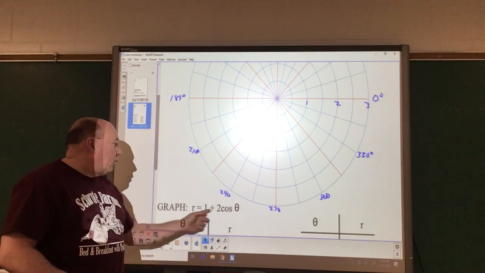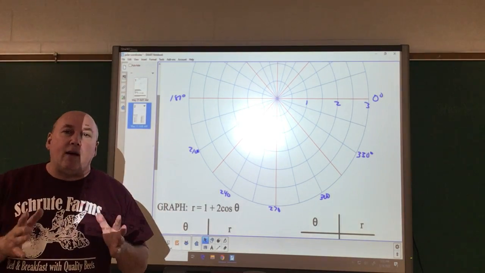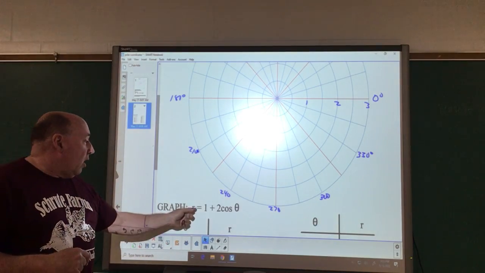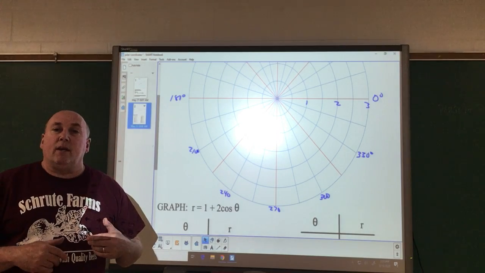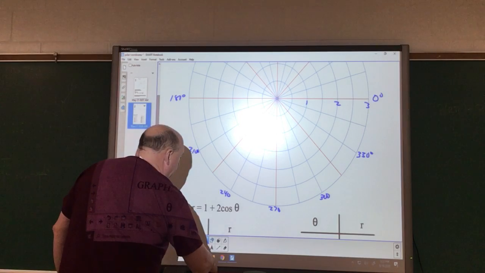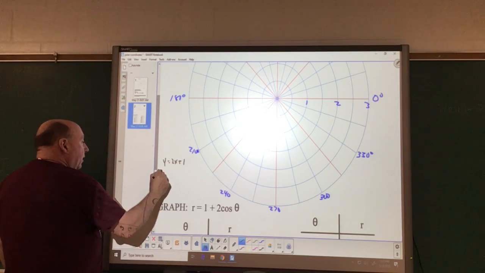What I want to do is graph this equation. Once again, sometimes it's easier to graph in polar coordinates than it is in Cartesian coordinates. r equals 1 plus 2 cosine of theta. Okay, what we have to do is go back to our old school ways of how we used to do y equals 2x plus 1.